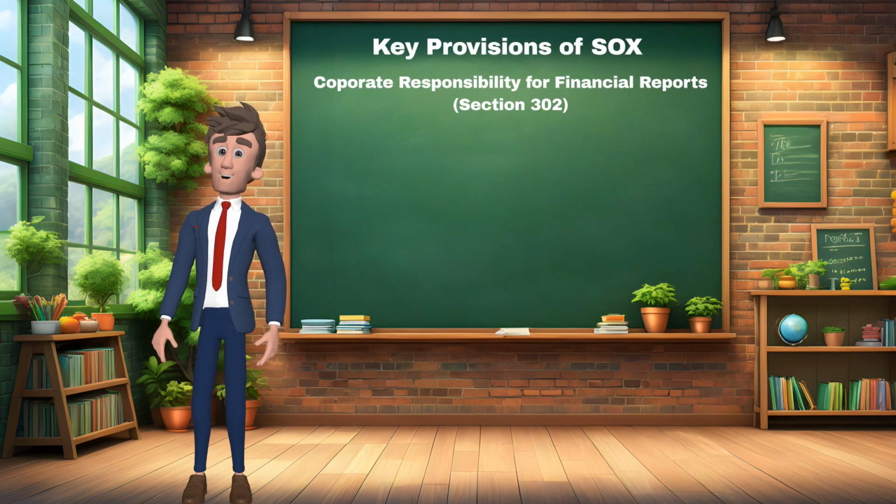Corporate Responsibility for Financial Reports, Section 302. This section requires CEOs and CFOs of publicly traded companies to certify the accuracy and completeness of financial reports, affirming that they fairly present the company's financial condition and results of operations.